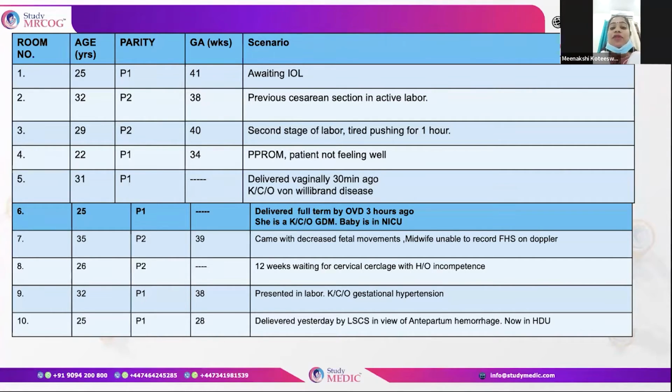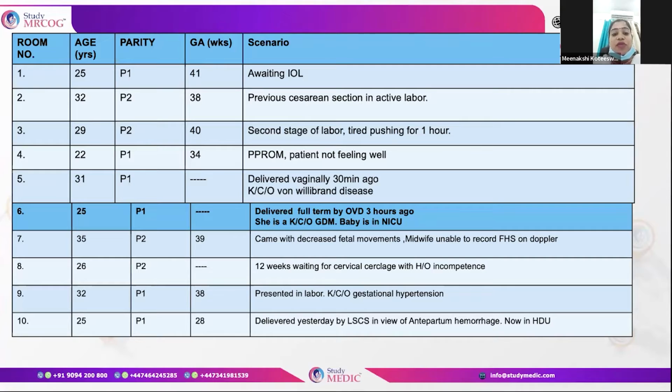Okay, so because the CTG is normal here and she's been tried for 1 hour and the position is also favorable, it is at +2 left occipital anterior, we can discuss with her regarding the benefits as well as the risk of operative vaginal delivery, and we shall proceed after involving the consultant as well as senior consultant and a senior midwife.